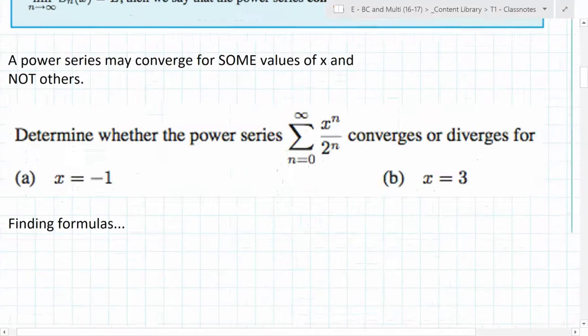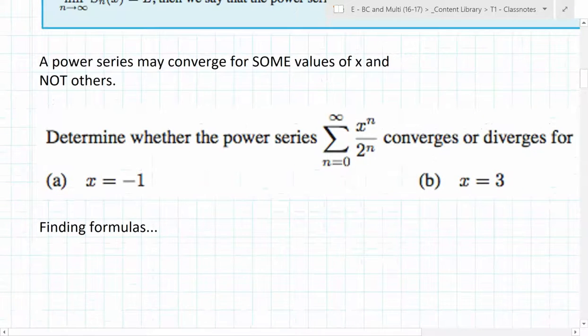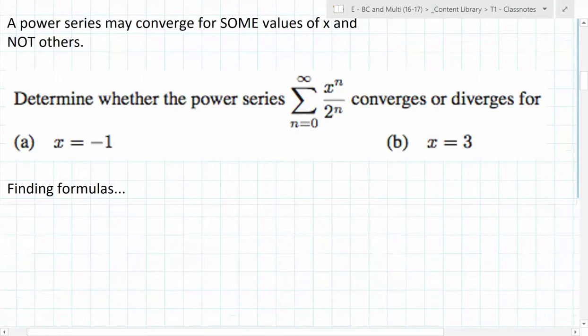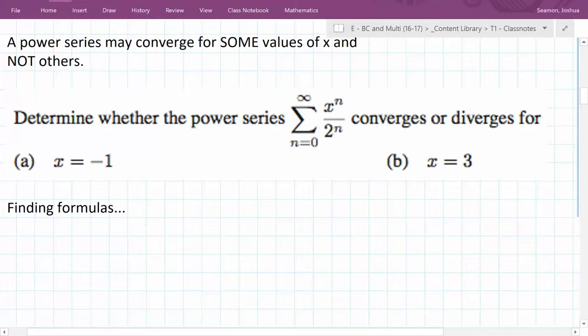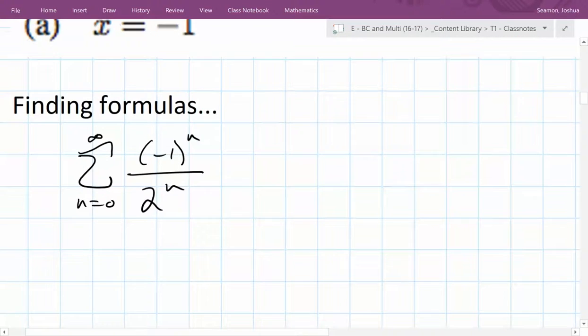So for example, here's a power series right here. And if x is equal to -1, what do we do with that -1? We just plug it in. That's all we do. We're just plugging it in and seeing what it looks like. So what does this look like? We'd have the sum from n equals 0 to infinity of -1 to the n over 2 to the n, right? What is this? It's an alternating series.